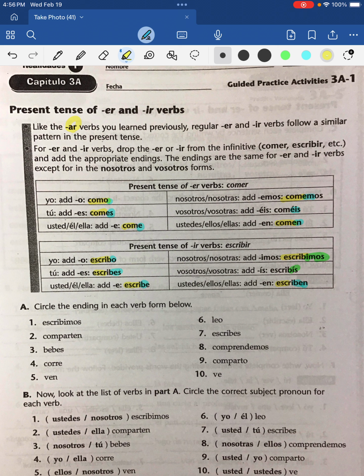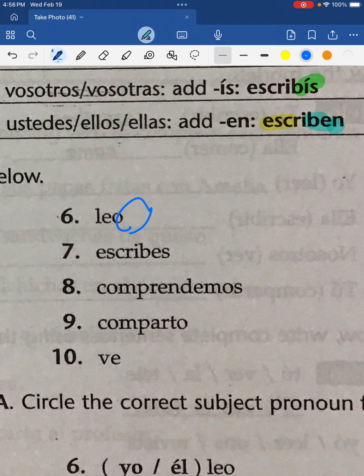All right, so what you did here was simply circle some endings. We are looking for things like emos and en. Oh, wait a minute. Look at that short verb. There we go. Leo, that's just the o. Y tú escribes, focusing on just those endings.